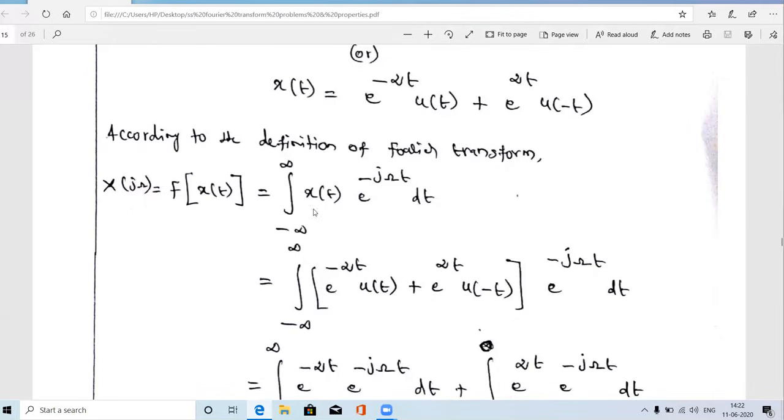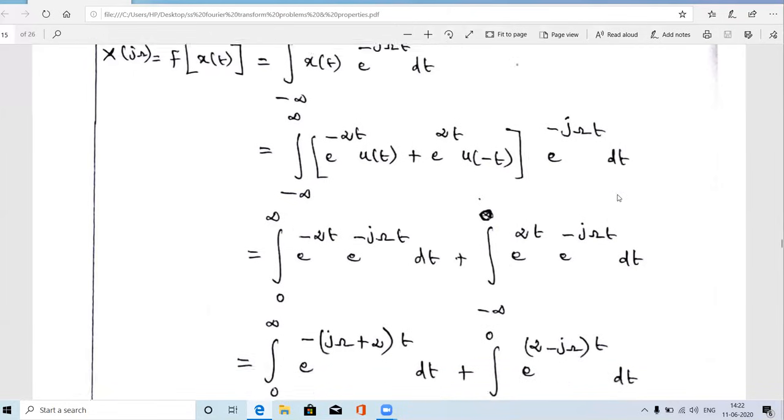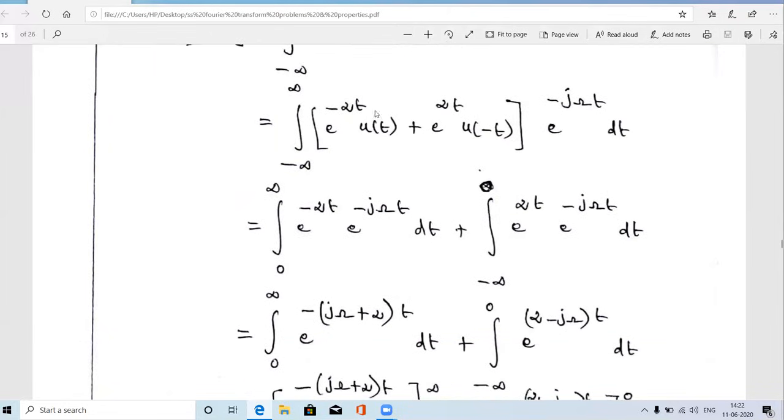In this formula, instead of x(t), we have to substitute the values. What is the given x(t)? e^(-2t) u(t) + e^(2t) u(-t). So you substitute this x(t) value in the above equation, and we get the integration from minus infinity to infinity of the x(t) value times e^(-jωt) dt. Now you see the first term consists of u(t), and the second term consists of u(-t).